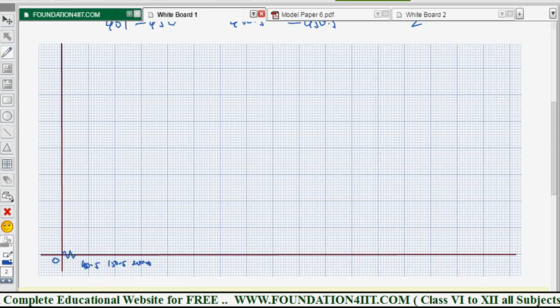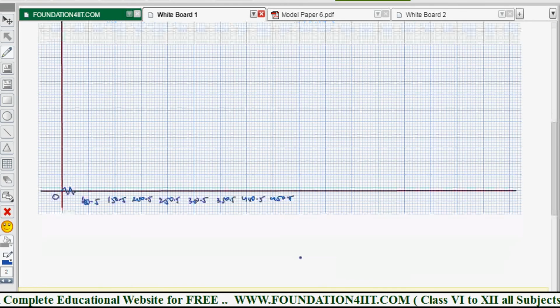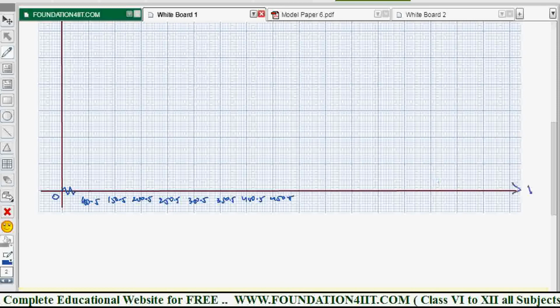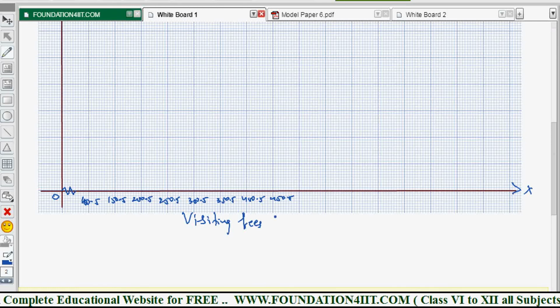So 150.5, 200.5, 250.5, 300.5 and 350.5. So this is 400.5 and 450.5, just like this. This is the visiting fees, x-axis. Visiting fees in rupees. Right. Again, number of dentists.